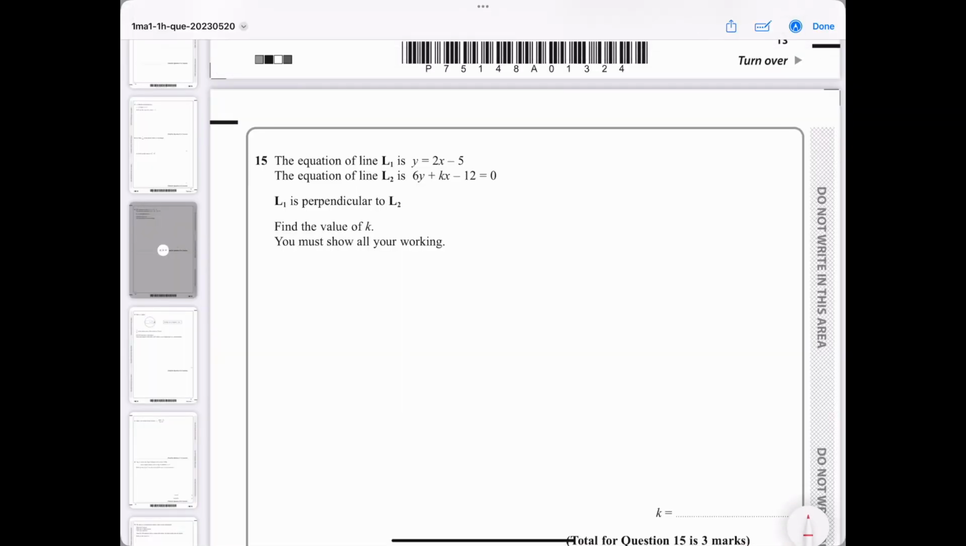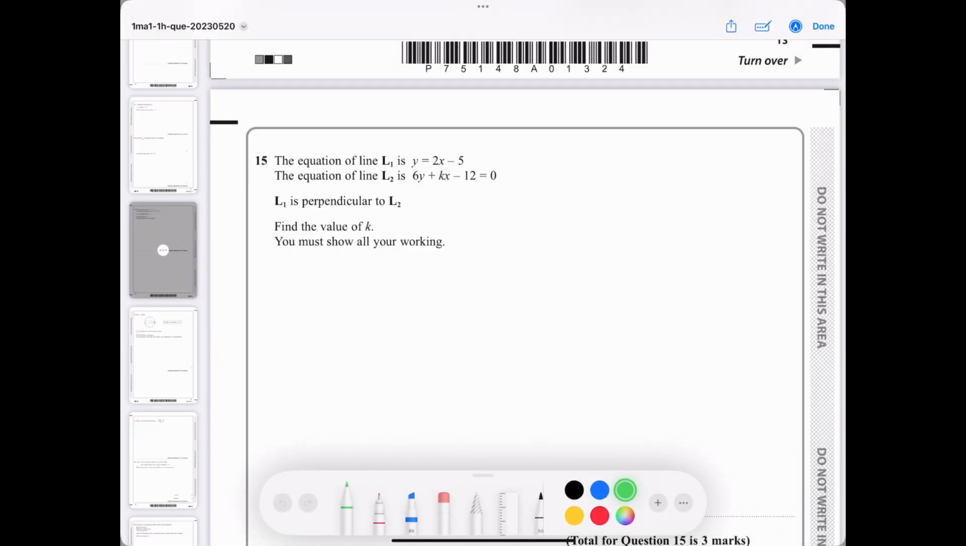15. So on this one, we have the equation of line 1 is y equals 2x minus 5. The equation of line 2 is 6y plus 6kx minus 12 equals 0. L1 is perpendicular to L2. Find the value of k and you must show your working.